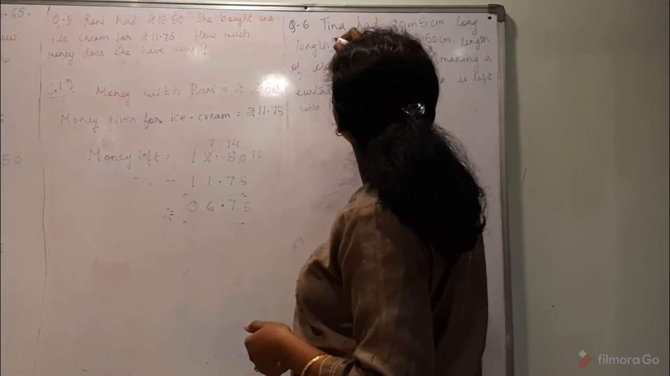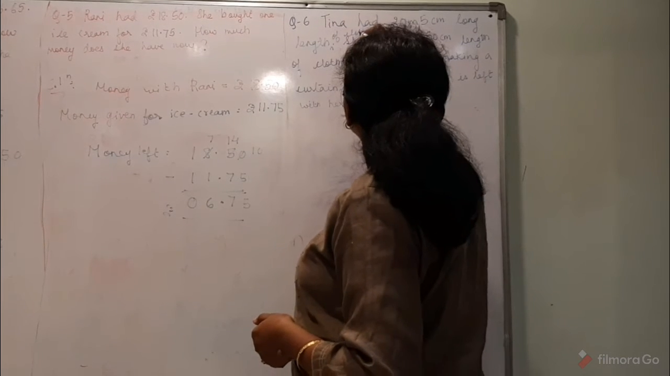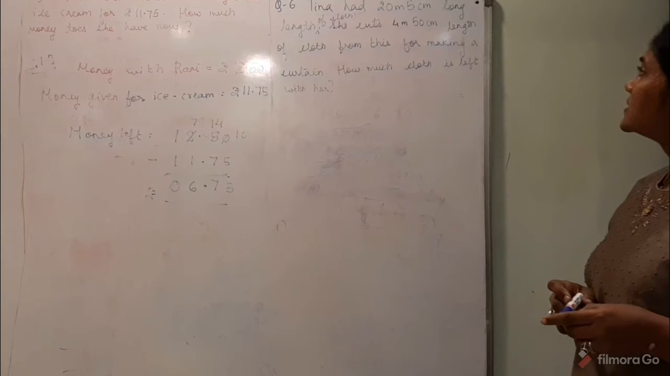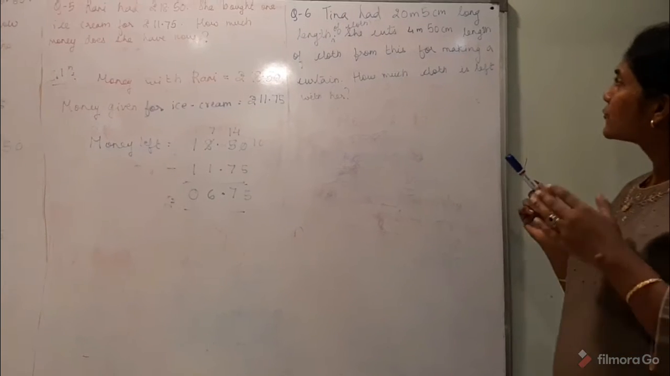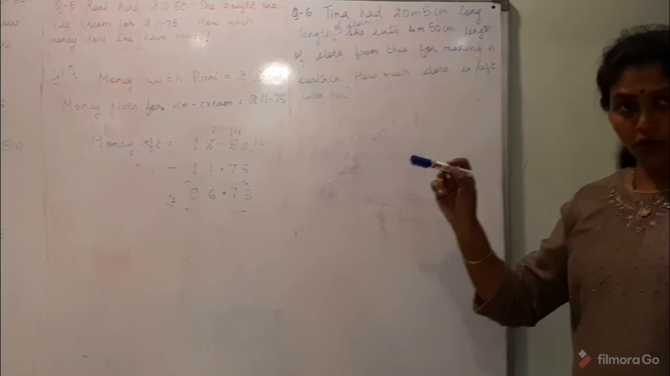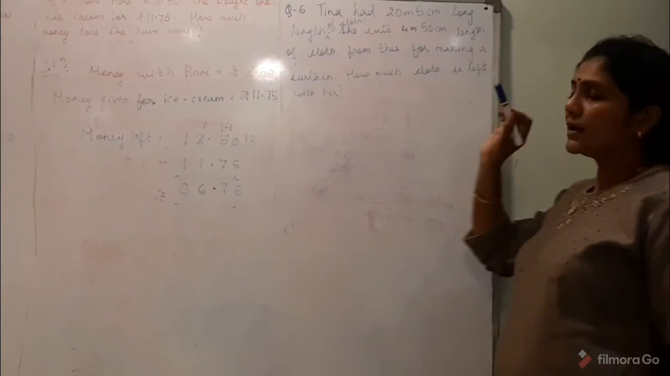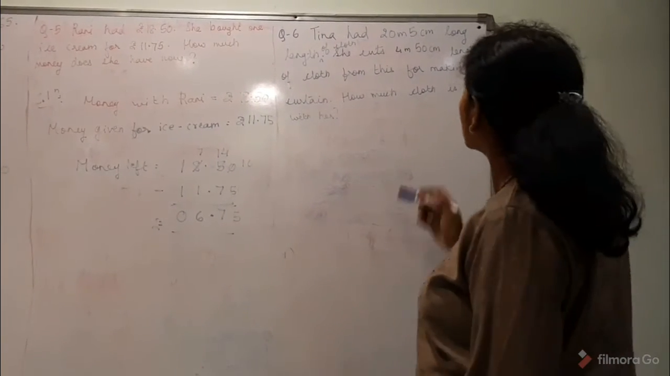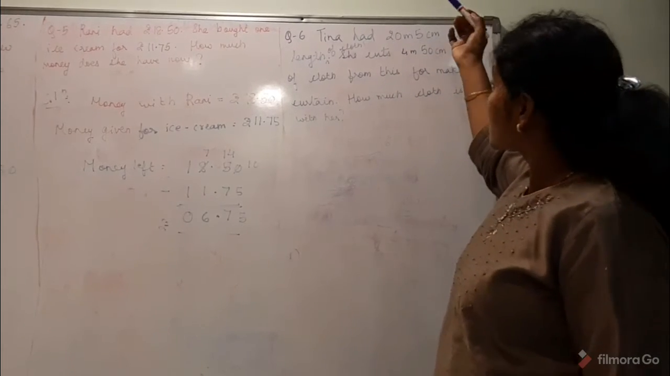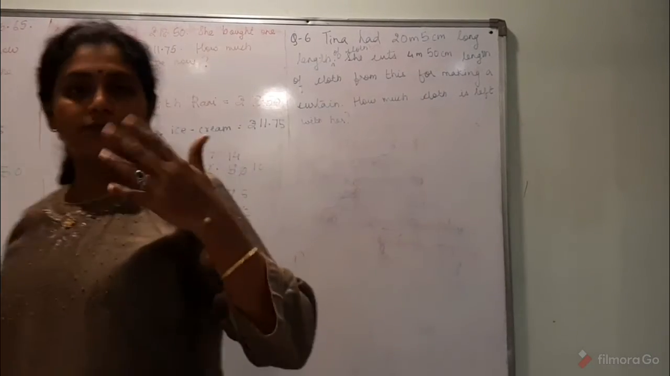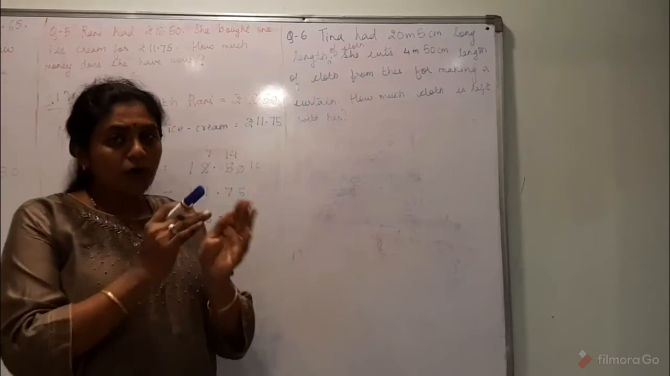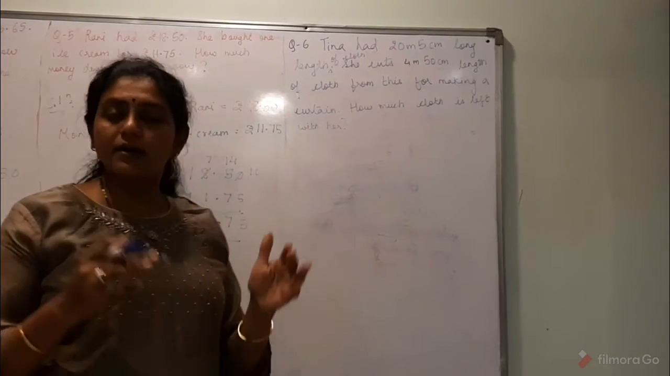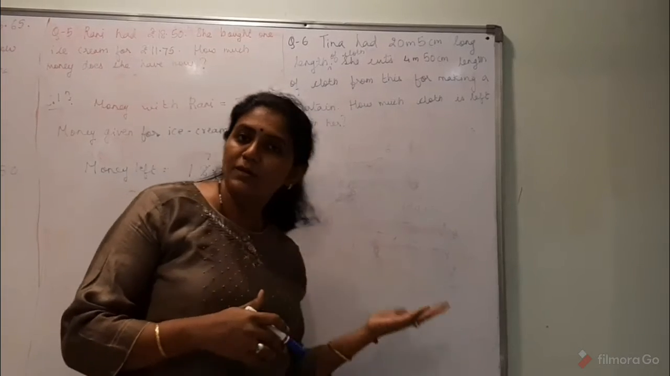This is a long length of cloth. What she is making from this is a curtain. She cuts 4 meter 5 centimeter length of cloth from this for making a curtain. How much is left with her? How much cloth did she have? The length of cloth is 20 meter 5 centimeter. From this you have to deduct 4 meter 5 centimeter. If we subtract, that is how much she has left.